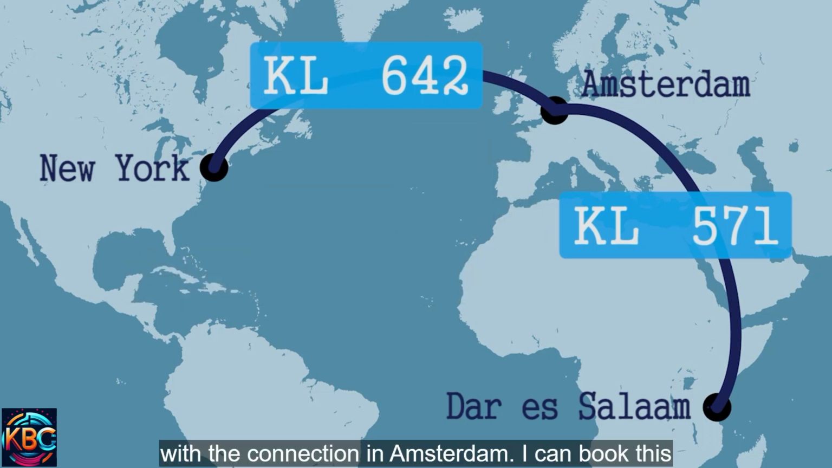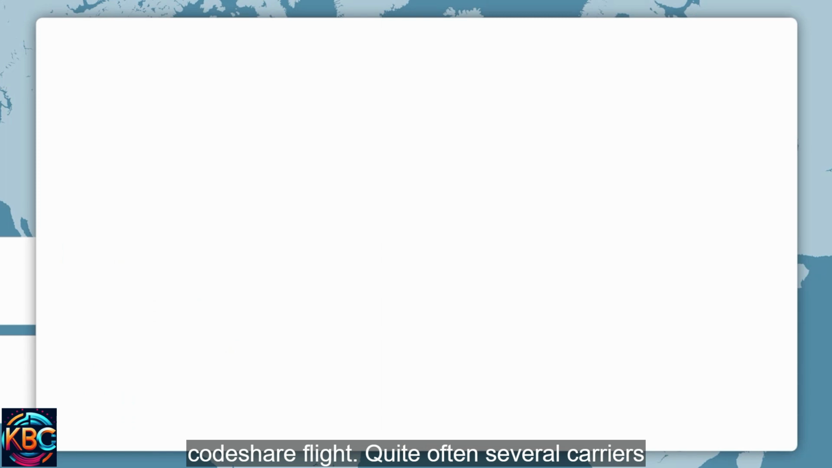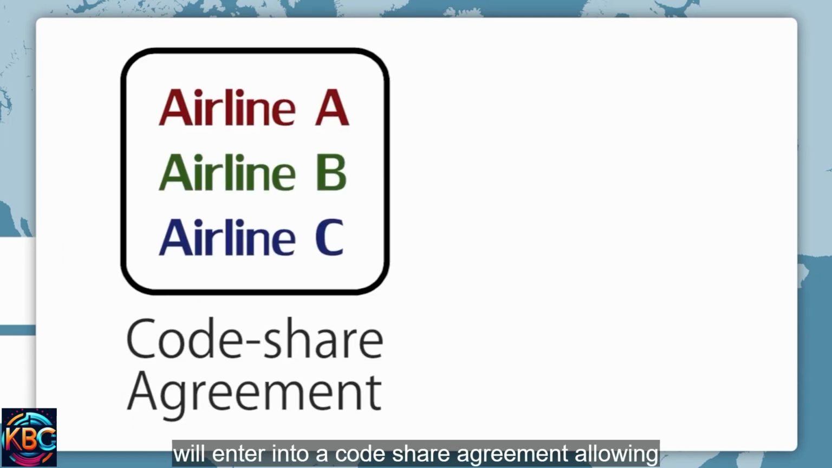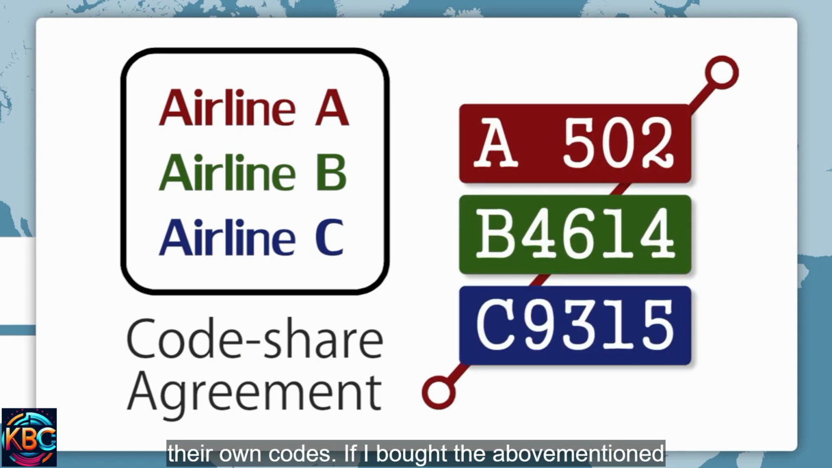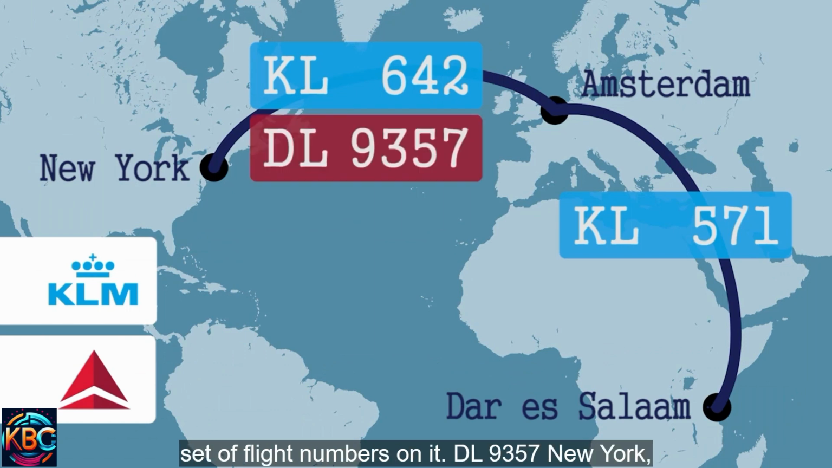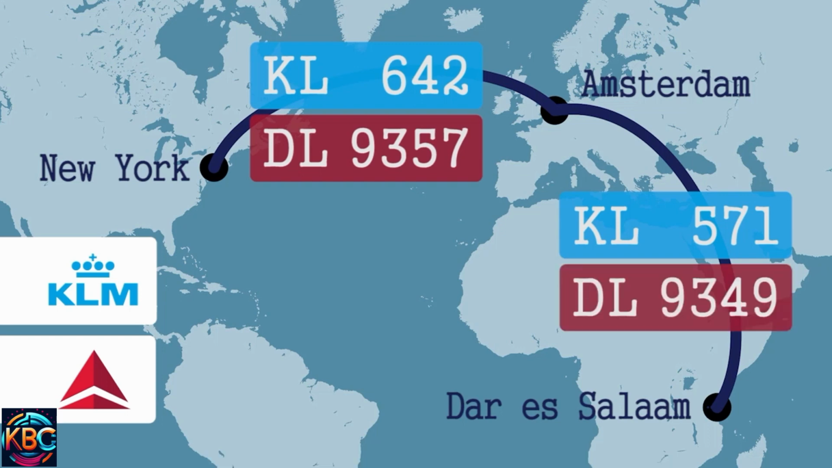I can book this trip with KLM or Delta, and this means it is a code-share flight. Quite often, several carriers will enter into a code-share agreement, allowing them to sell tickets for the same flight under their own codes. If I bought the above-mentioned trip from Delta, my ticket would have a different set of flight numbers on it, DL9357 New York-Amsterdam and DL9349 Amsterdam-Dar es Salaam.